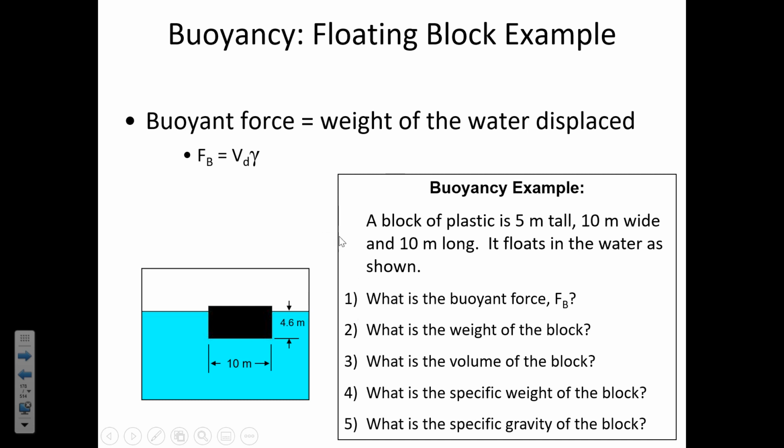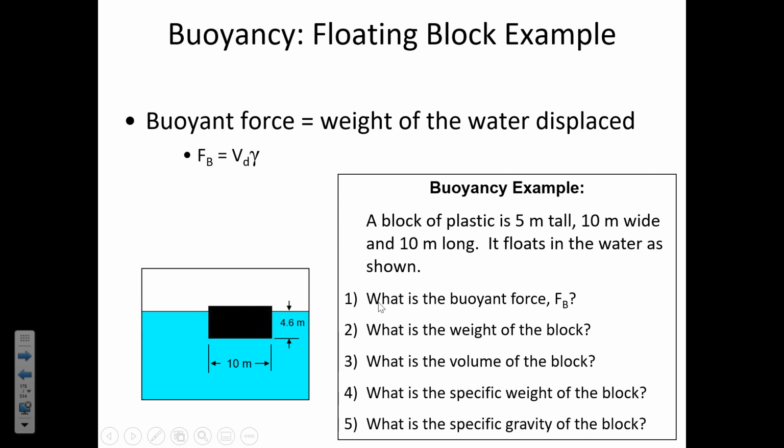We have another floating plastic block, but this time instead of being all the way under the water surface, this one is floating partly submerged. It tells us in the problem statement that the block's dimensions are 5 by 10 by 10. So you can see it's 10 meters wide, it's going to be 10 meters into the page, and then the height of the block is 5 meters, but it's only submerged 4.6 meters. And so some of it, 4/10 of a meter, is poking up above the water surface.